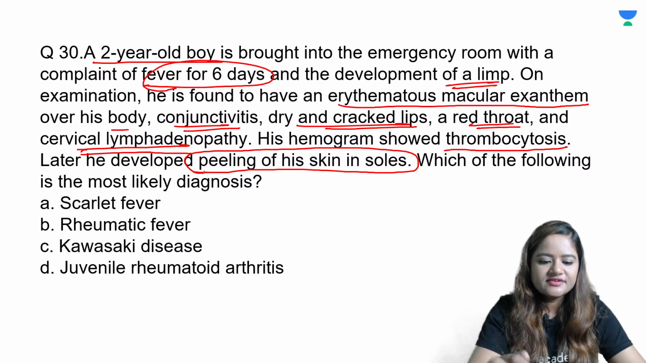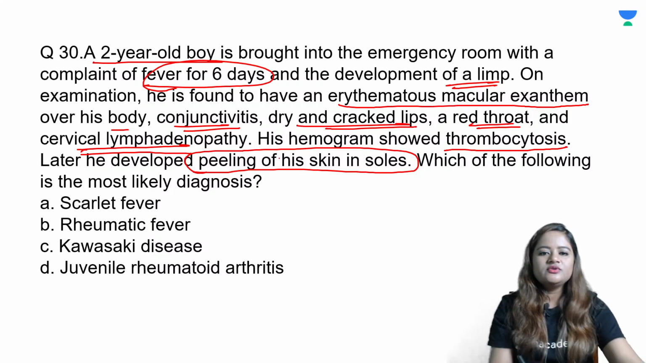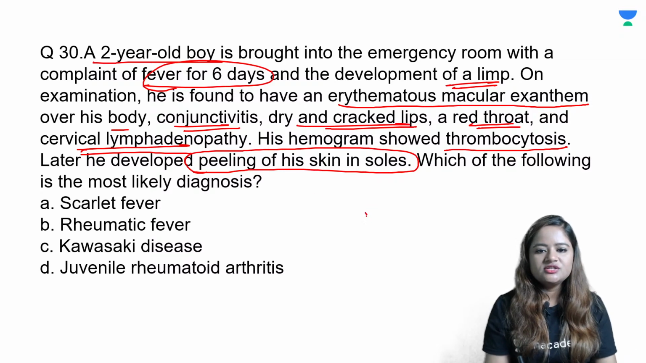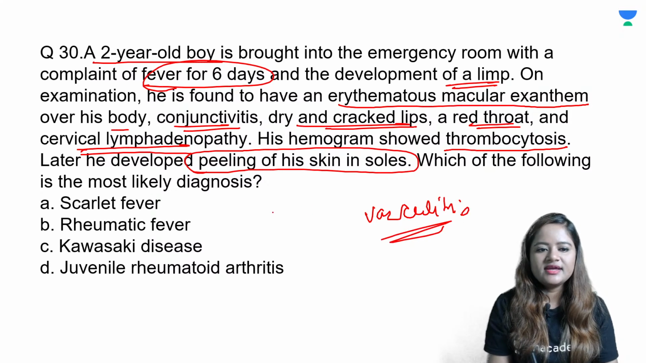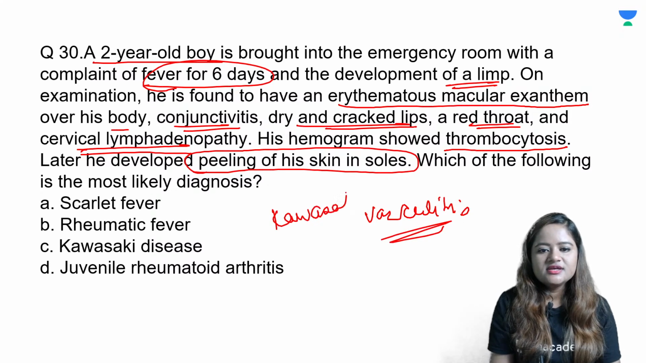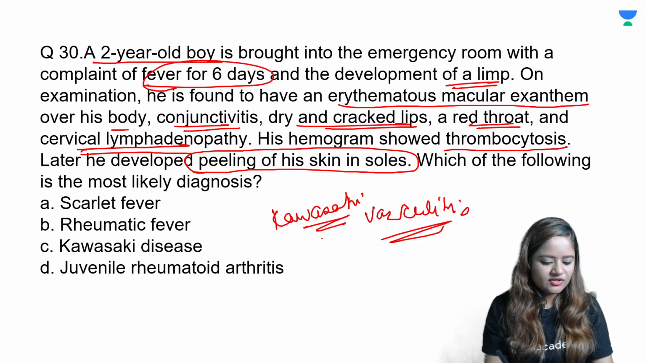Please put down your answers, everybody, those who are listening. So we all know that there's a classical condition of a vasculitic disorder that involves the multi-system involvement, that is Kawasaki disease. ठीक है? So Kawasaki disease में सारी चीजें बहुत important है.